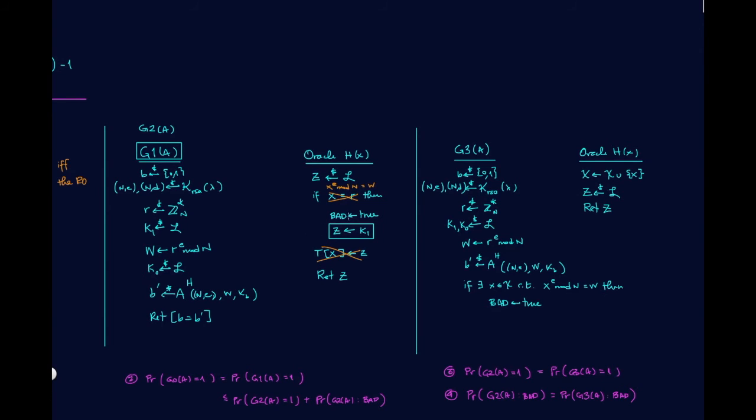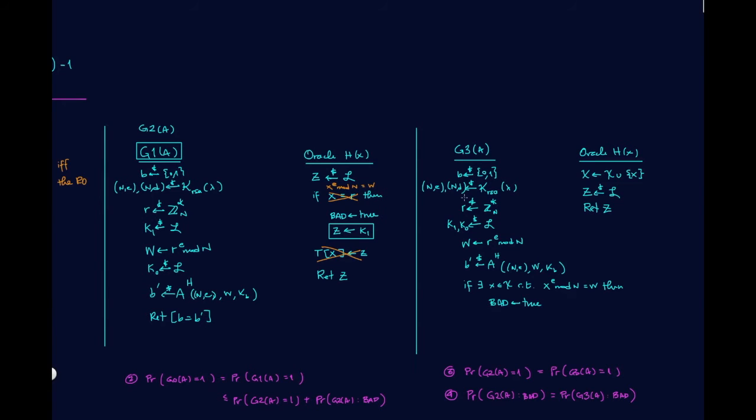Notice that in this game, the behavior of this oracle doesn't change whether or not bad is true. We always return this uniform random value. So we could just check for bad at the end of execution. We could just keep track of the values that are being asked. And then at the very end of execution say, hey, if I take the values that were asked and raise them all to the e mod n, do I ever see w? If I do, then I should set bad. So that's what we're going to do in G3.